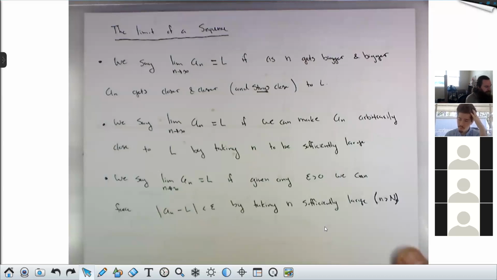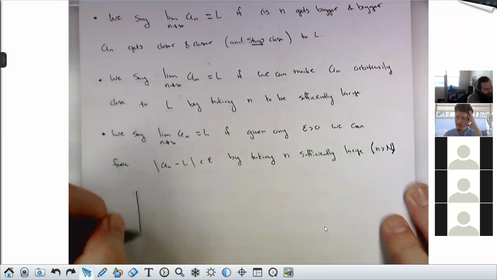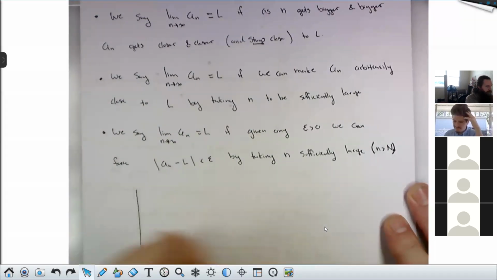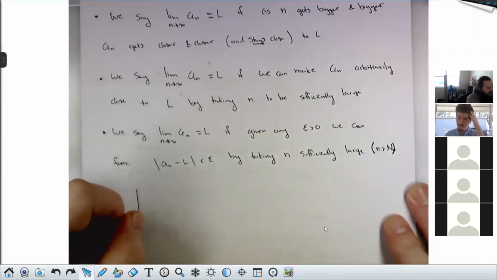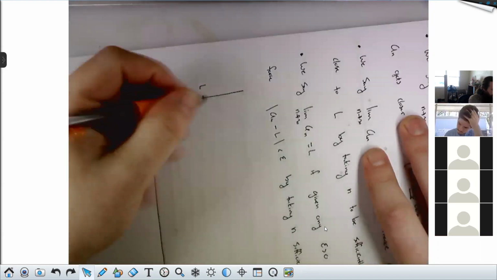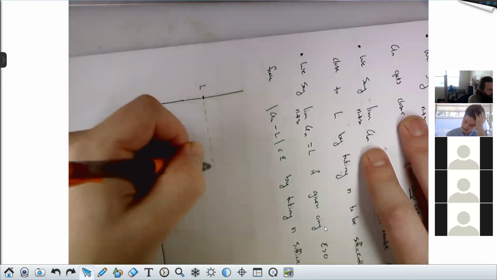The picture, and there is a nice picture here, looks like this. I have some sequence and I suspect it's converging to some number L. So let me do my best to draw this for you.